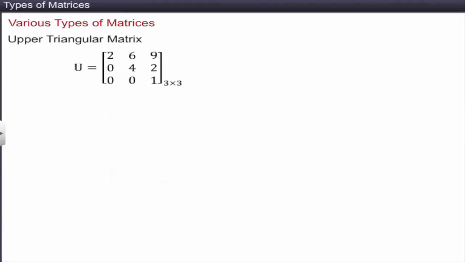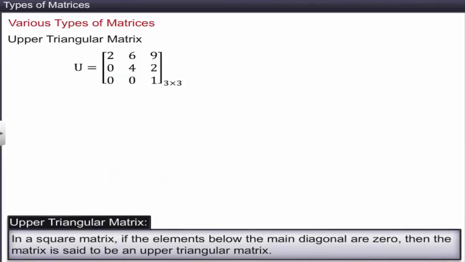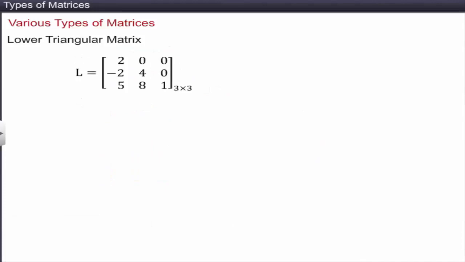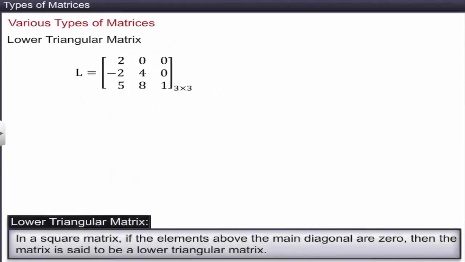Shown here is an upper triangular matrix. If in a square matrix, the elements below the main diagonal are 0, then the matrix is said to be an upper triangular matrix. Shown here is a lower triangular matrix. If in a square matrix, the elements above the main diagonal are 0, then the matrix is said to be a lower triangular matrix.